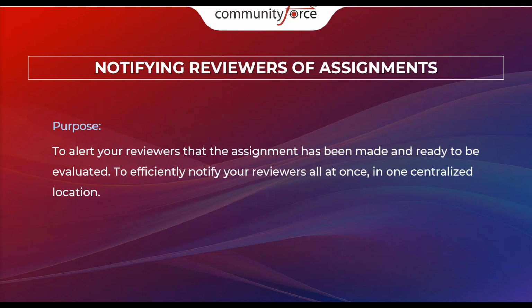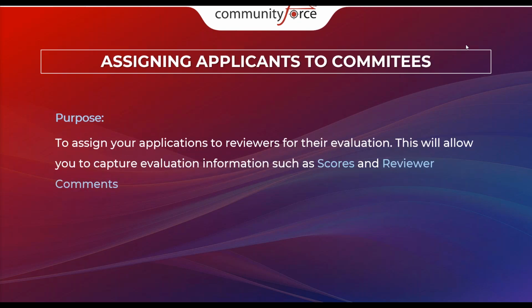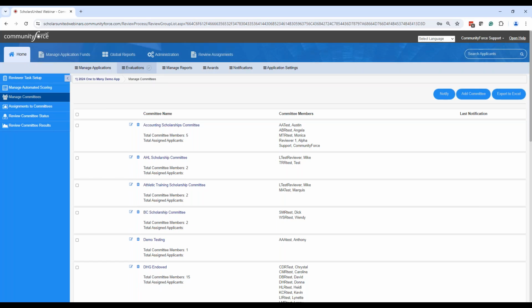The next thing, after you've created your committee and created your task, you are now ready to assign applicants to those committees. So we're ready to give them their assignments so that they can start the review process. So how do you do that? Again, we're still on the home page. We're under the Evaluations tab. We're now going to the next step, Assignment to Committees.